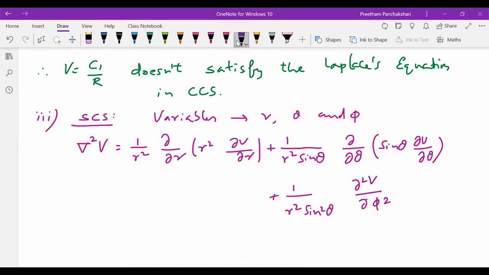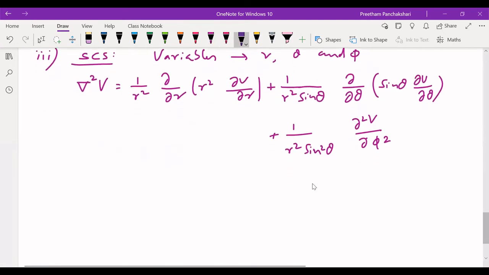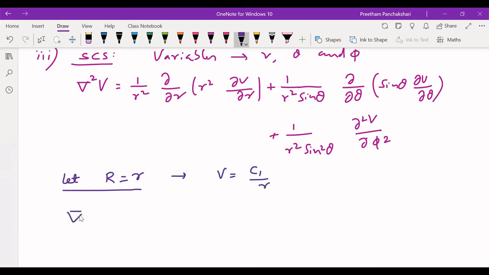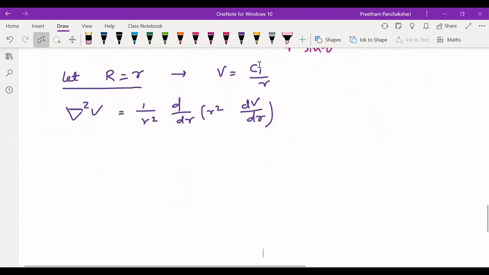Let us verify the equations one by one. Let here R be equal to the radial distance r. That means our potential function V becomes C1 by small r. Then the expansion of del square V is 1 by r square d by dr of r square dV by dr. That is, 1 by r square, differentiation of r square into differentiation of V.